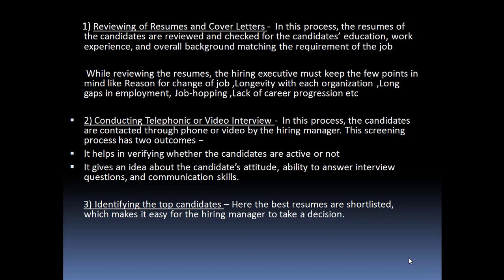And the second is, this telephonic or video interview gives an idea to the hiring manager about the candidate's attitude, ability to answer interview questions, and communication skills. Sometimes many things are mentioned in the resume of a candidate, but how far these things are true and matching with the attitude and communication skills of the job seeker is important, and those things are verified during the telephonic or video interview, right?